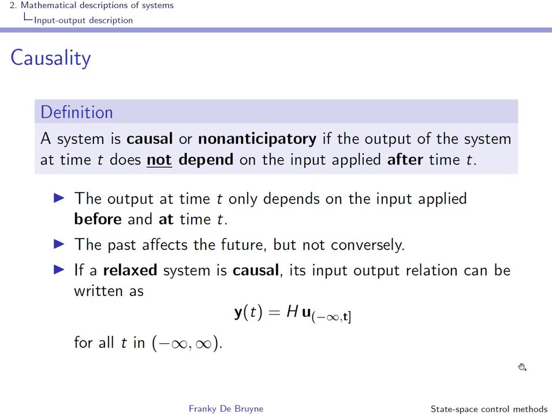A system is said to be causal or non-anticipatory if the output at time t does not depend on the input applied after time t. So the output at time t only depends on the input applied before and at time t. We say that the past affects the future, but not conversely. So if the system is relaxed and causal, its input-output relation can be written as follows. The output at time t only depends on the input in the interval minus infinity t, and this is true for every t.